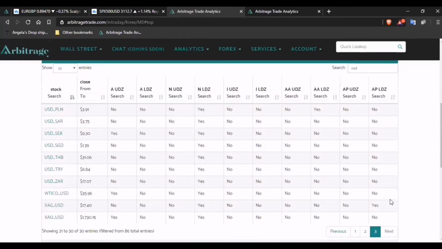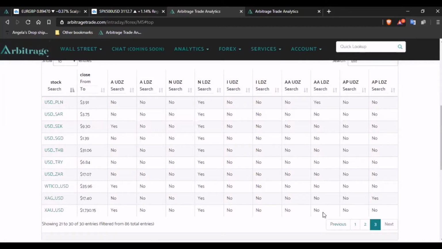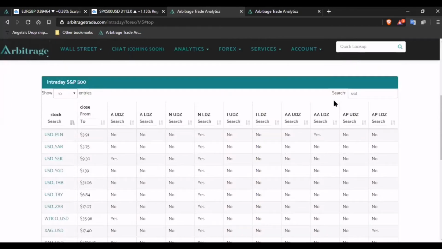So I don't have a piece of paper. Let me get one. Where are the sheets of paper? There it is. Okay, so we have silver. Then, so that's for the USD pairs.